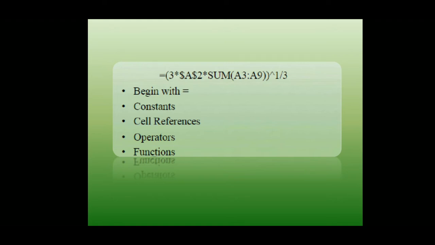So this formula is beyond your scope to understand, but I've used it to explain all kinds of things used in a formula. It always begins with equal to. It has a constant, that is 3. It has cell references, that is A3 to A9 and A2. It has operators like multiplication and exponent, and we have used an inbuilt function, that is sum. So all 4-5 elements have been used here.